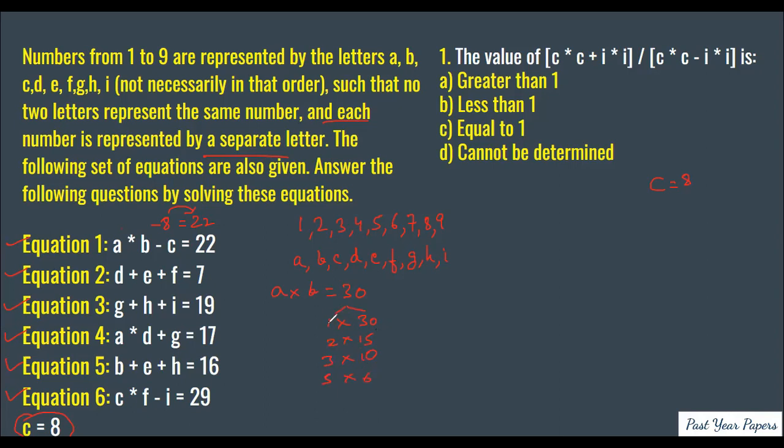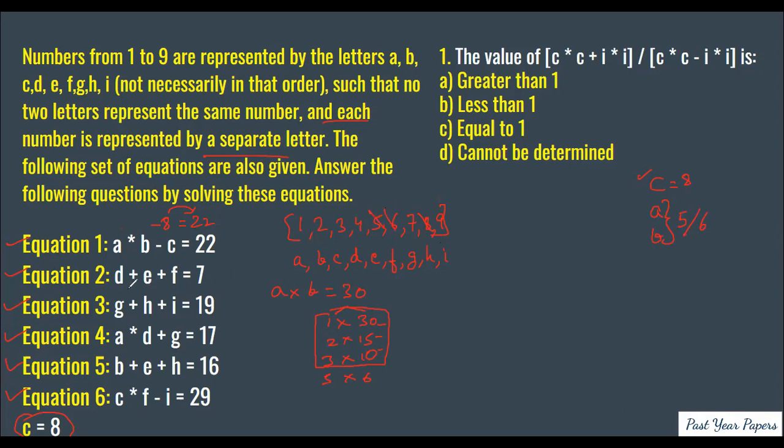Out of these 4 pairs, I cannot choose these pairs. Why? We have to use only these values, right? And 30, 15, and 10 go beyond 9. So from this list, I am removing 8 because I already have the value of C as 8. So 5 and 6. A can be either 5 or 6. Similarly, B can be either 5 or 6. One letter stands for one number, but I'm not sure which letter is for which number. So I will write it like this. Let me remove 5 and 6 also from this list.